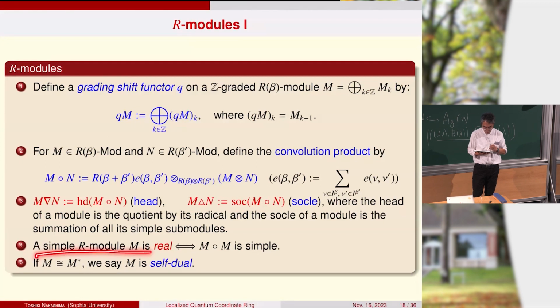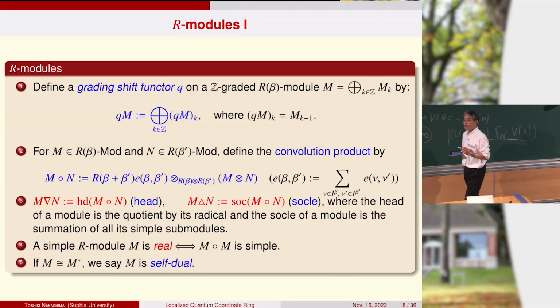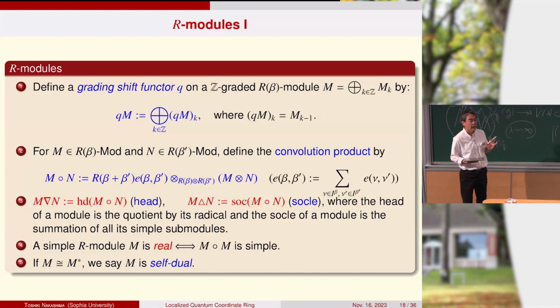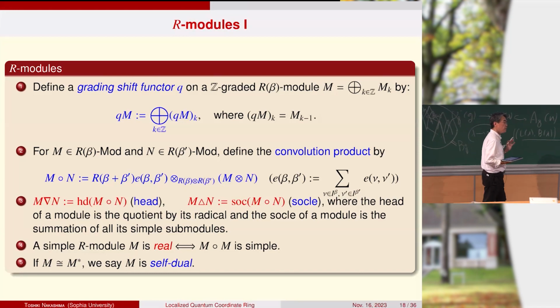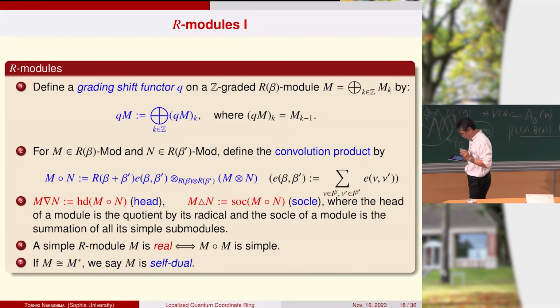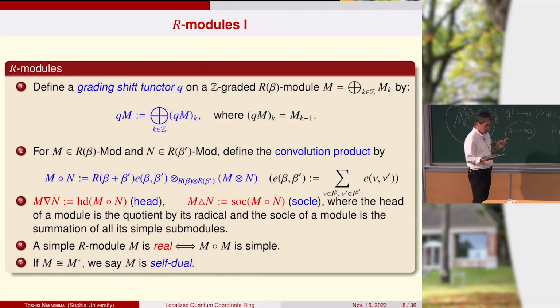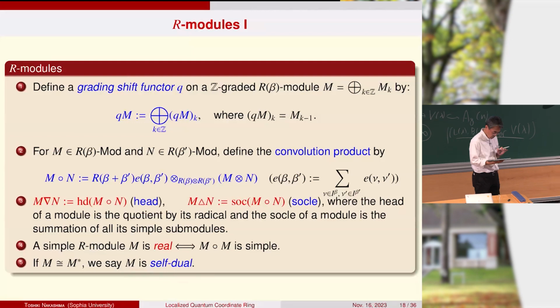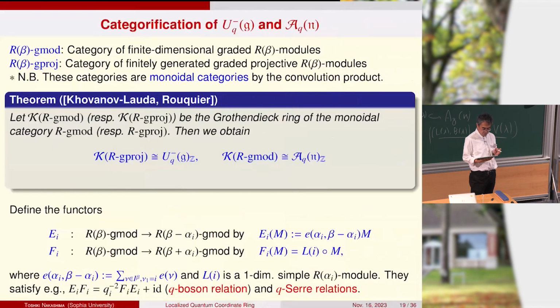And this module is called real if M circle M is again simple, so we say M is real. Of course, if it's not simple, it's called imaginary. And if M is isomorphic to M star, then we call this self-dual, okay? This is the notation and the terminology.